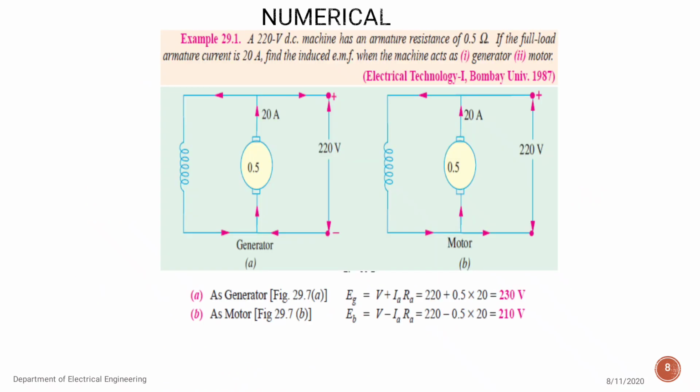Okay, fine. Now we will see one small, basic example comparing a DC generator and a DC motor. A 220 volt DC machine. See, they have mentioned that it is a DC machine, not a DC generator or DC motor.